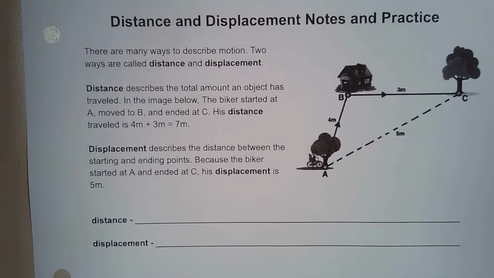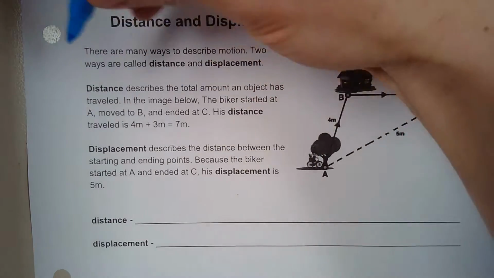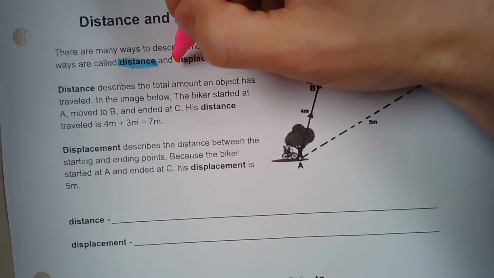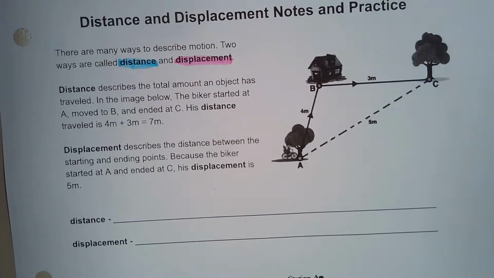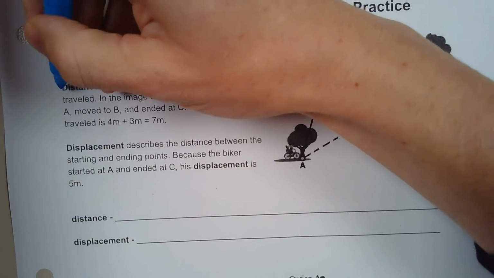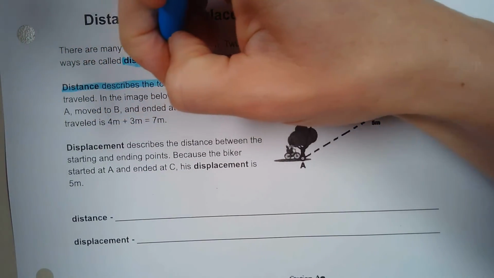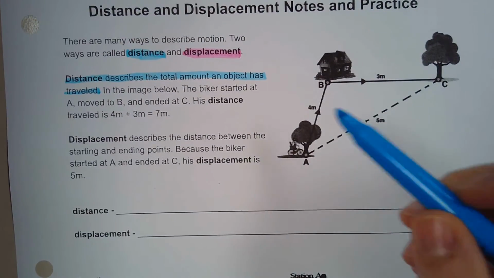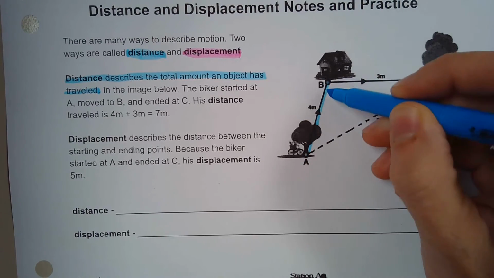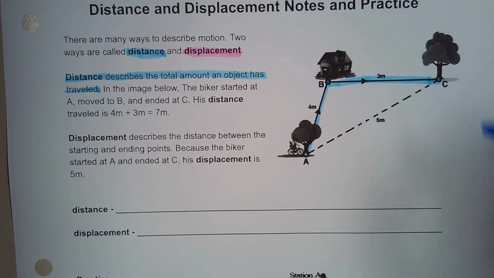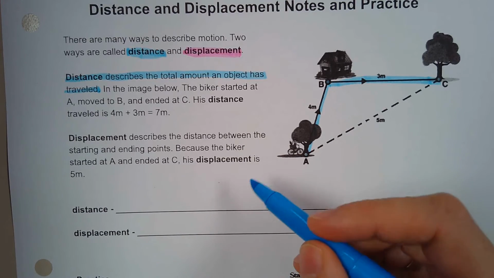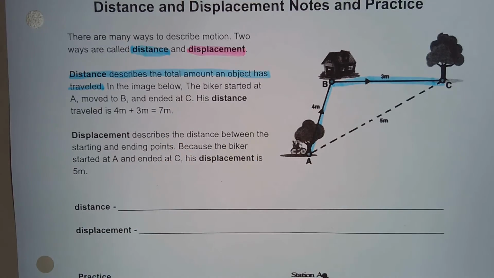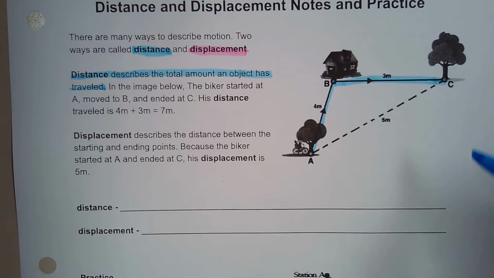There are many ways to describe motion. Two ways are called distance, which I'm going to highlight blue, and displacement, which I will highlight pink. Distance describes the total amount an object has traveled. In the image below, or to the right, the biker started at A, moved to B, then went to C, where he ended. The distance traveled is the 4 meters plus the 3 meters, which adds to 7 meters. So the distance is the whole path, you could think.